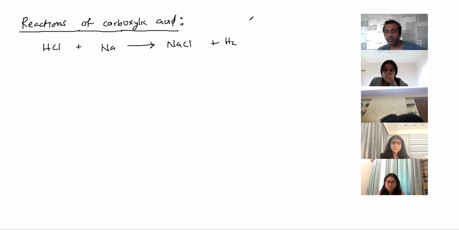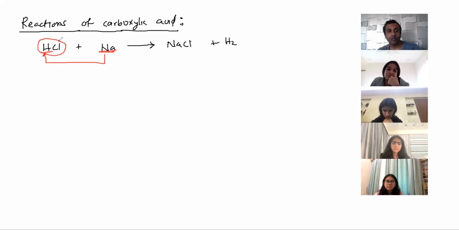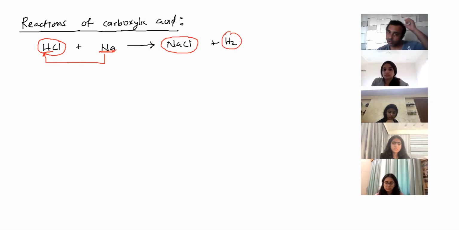This is not a carboxylic acid. Here, sodium, the metal, has displaced hydrogen. So in the reactant, chloride was bonded with hydrogen. In the product, the same chloride is bonded with sodium because sodium has displaced that hydrogen. And the displaced hydrogen will be given out here. Exactly the same thing will happen in the carboxylic acid. So let's take a carboxylic acid, ethanoic acid.